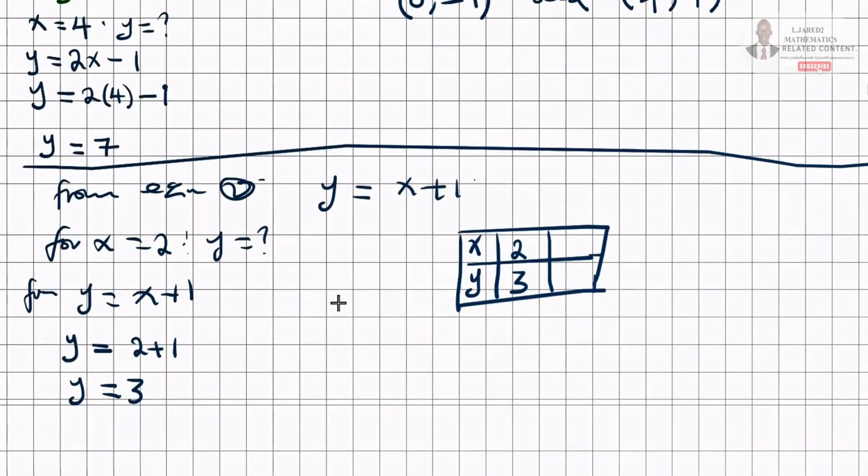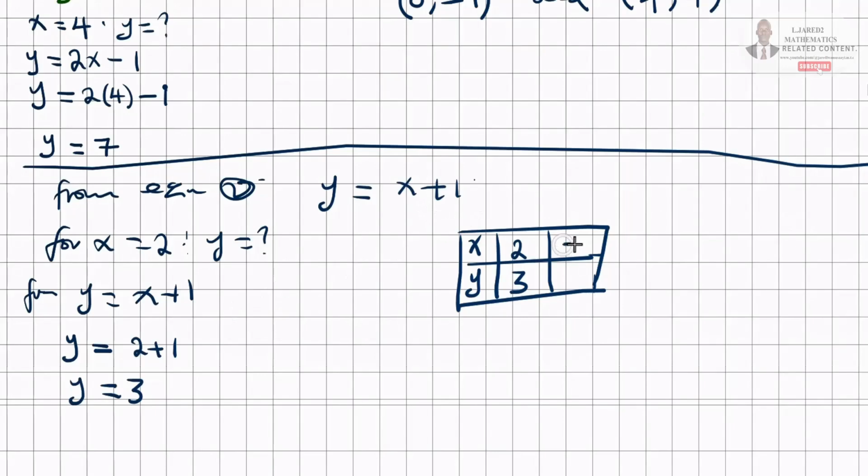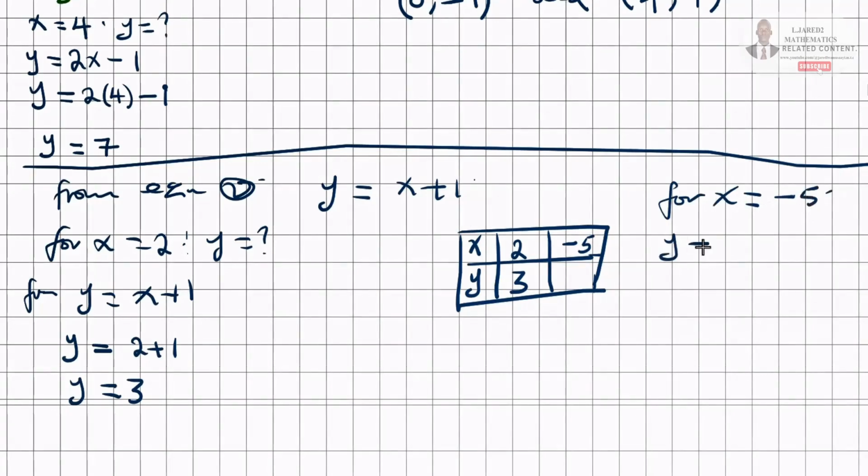Then let's take another example. If x is negative, let's say negative 5, what is our y value? So for x equals negative 5, our y is going to be equal to negative 5 plus 1. So y equals negative 4.